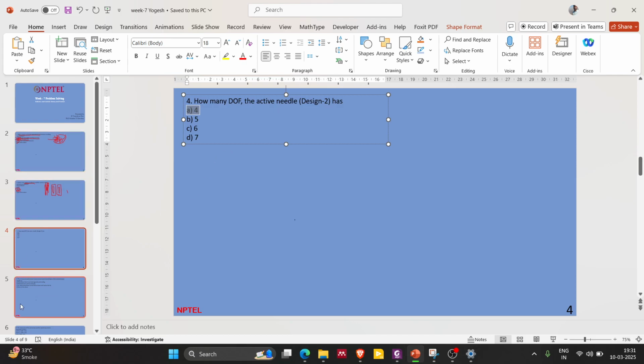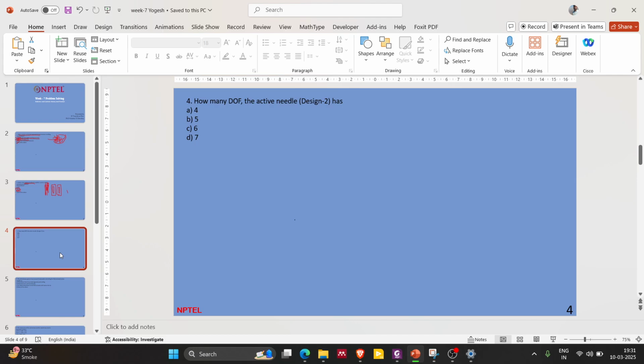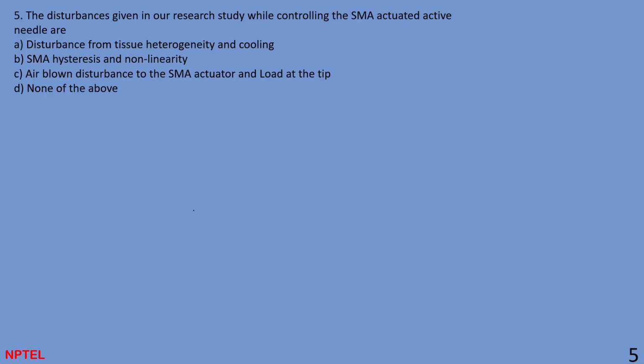I will share all these slides with you, so no need to write everything down. Let's go to the next question. The disturbances given in our research study while controlling the SMA actuated active needles are... What are the disturbances which they have created while controlling this SMA actuated needle?